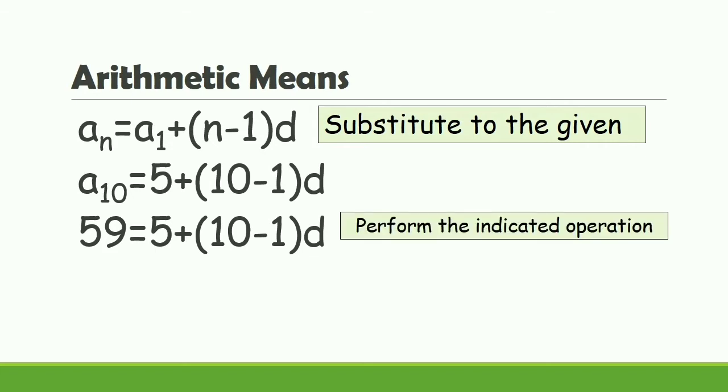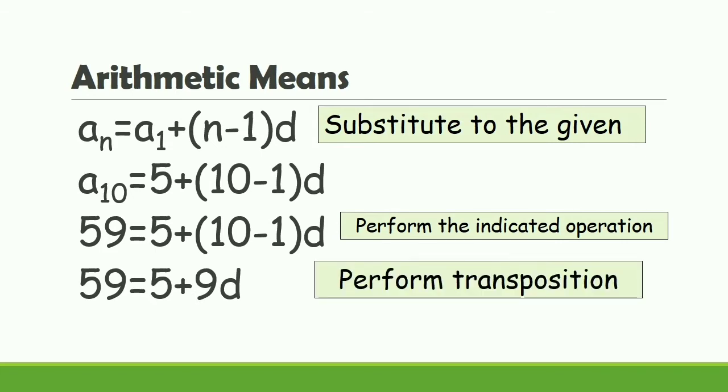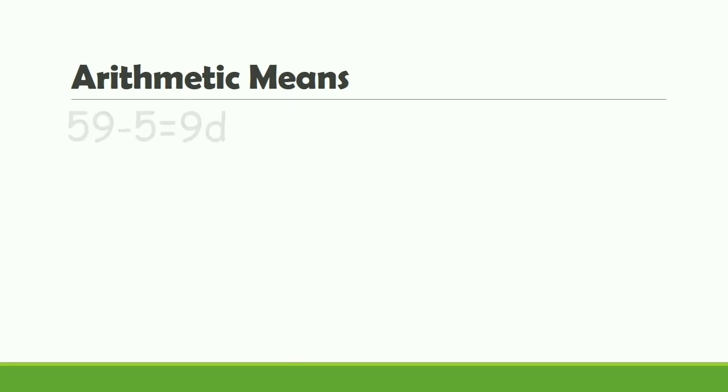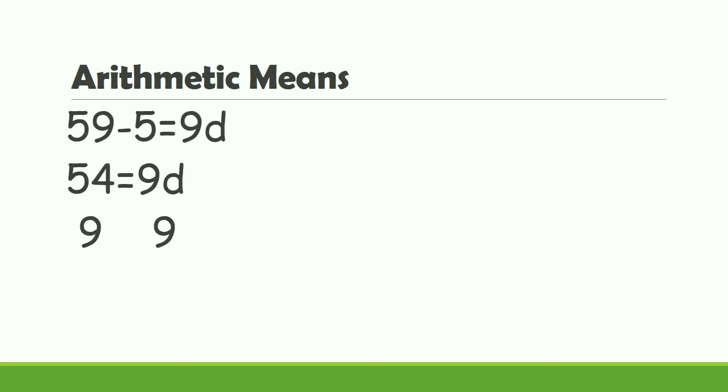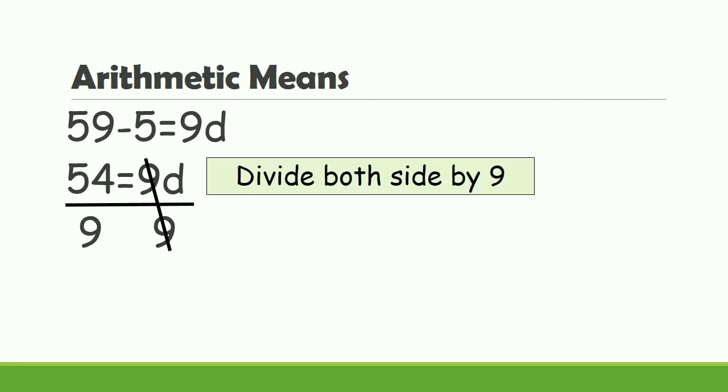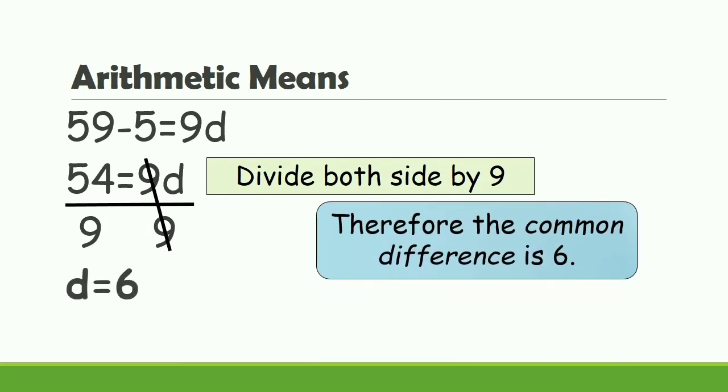Perform the indicated operation. 10 minus 1 is equal to 9, so 9 times d. 59 is equal to 5 plus 9d. Perform transposition. Transpose 5 to 59. 59 minus 5 is equal to 54. 54 is equal to 9d. Divide both sides by 9. Cancel out 9 and divide 54 by 9. 54 divided by 9 is equal to 6. Therefore, the common difference is 6.